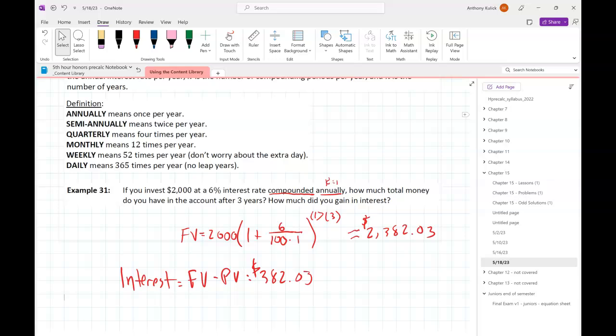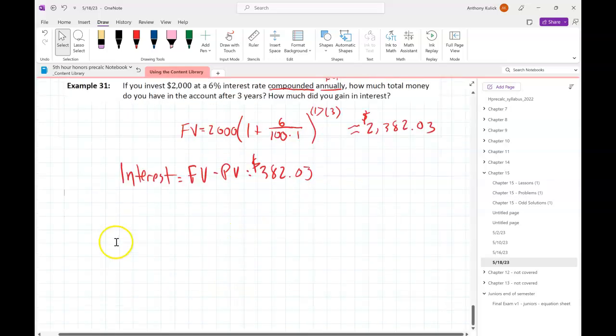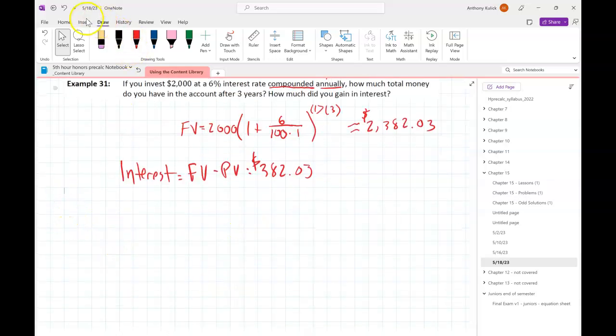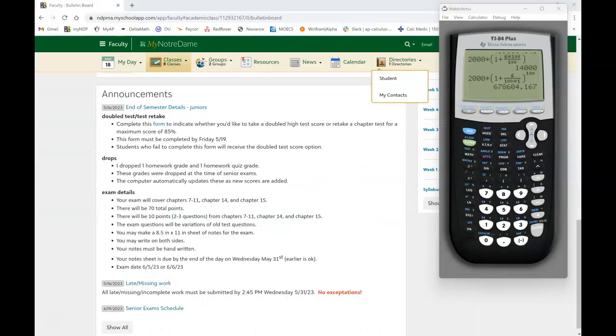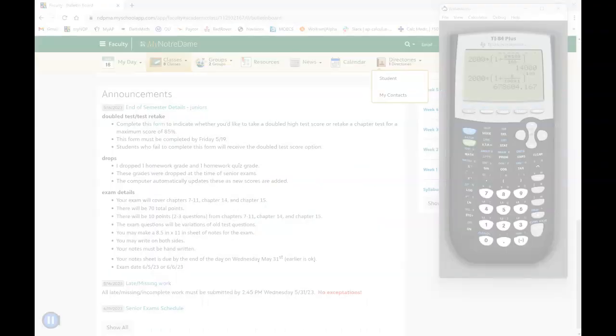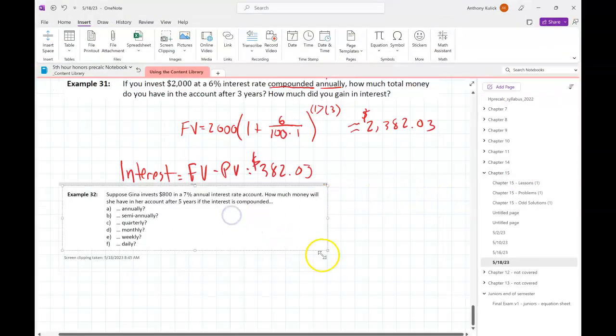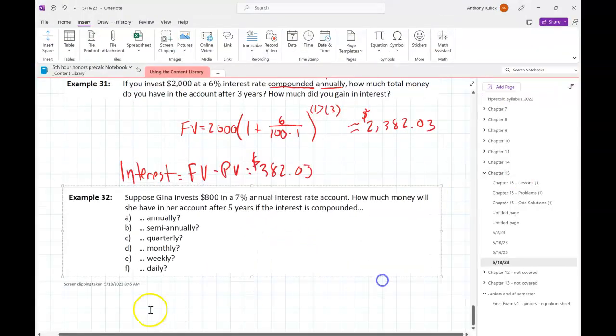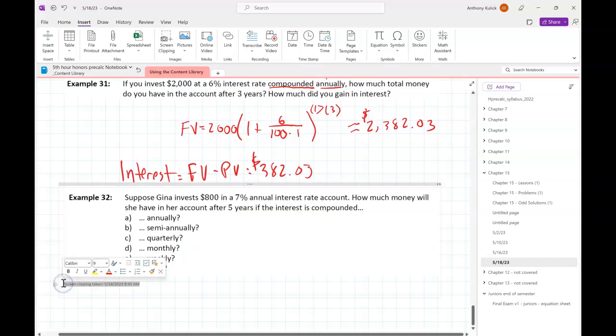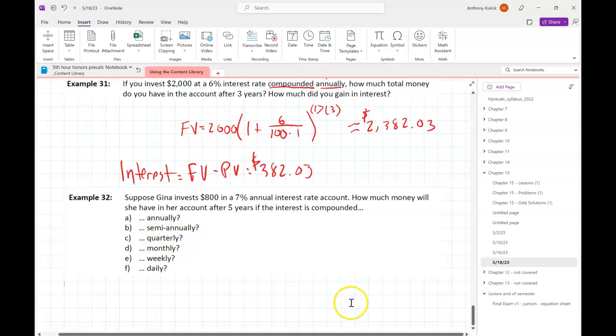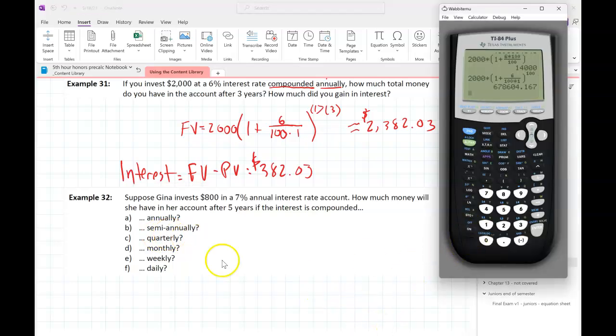All right. So the next obvious question is, how much difference does the number of compounds per year make? Obviously, the difference between simple interest and compound interest is huge over the long term. But what if we just want to compare doing this annually, semi-annually, quarterly, monthly, weekly, daily, how much difference does that make?